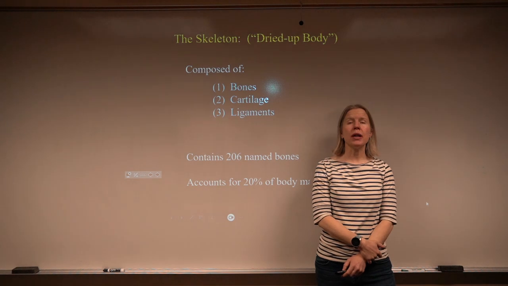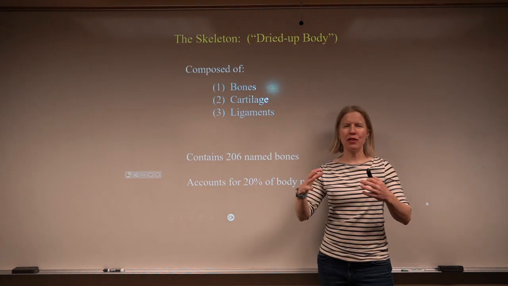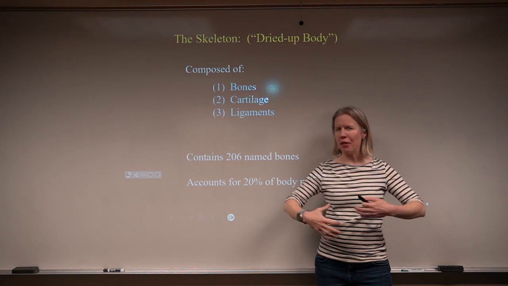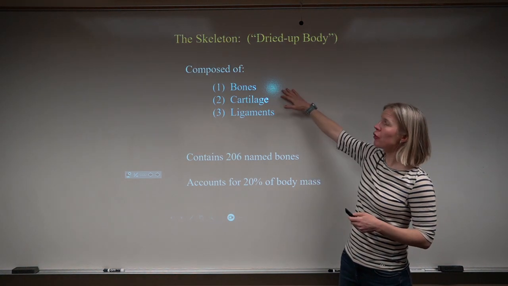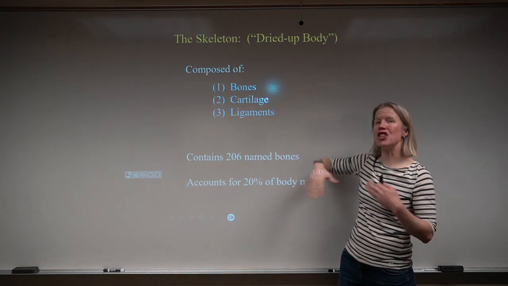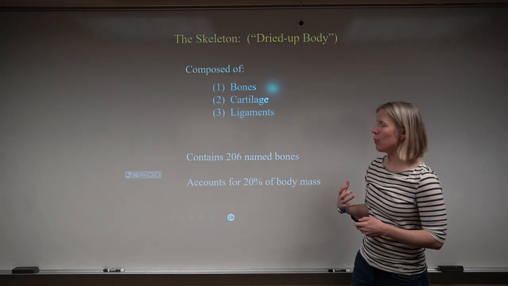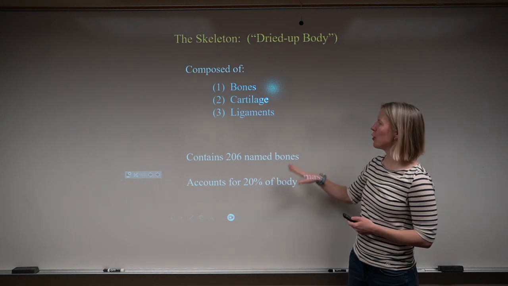Okay, so thinking about the skeleton. This is kind of this dried up body. When you see a skeleton and there's no flesh and skin and things like that attached, you're just looking at the bones, the cartilage, the ligaments that kind of make up the structure of the body. But it's important to realize that bone is actually alive.